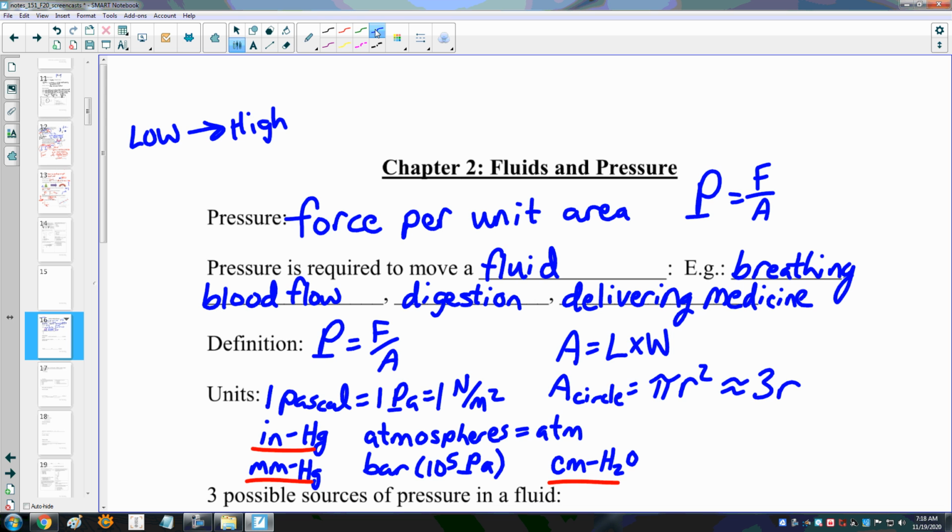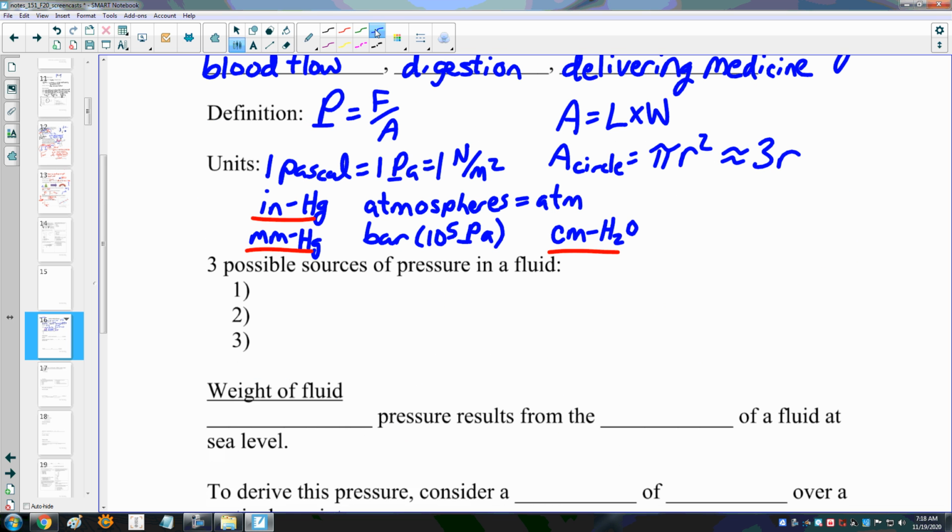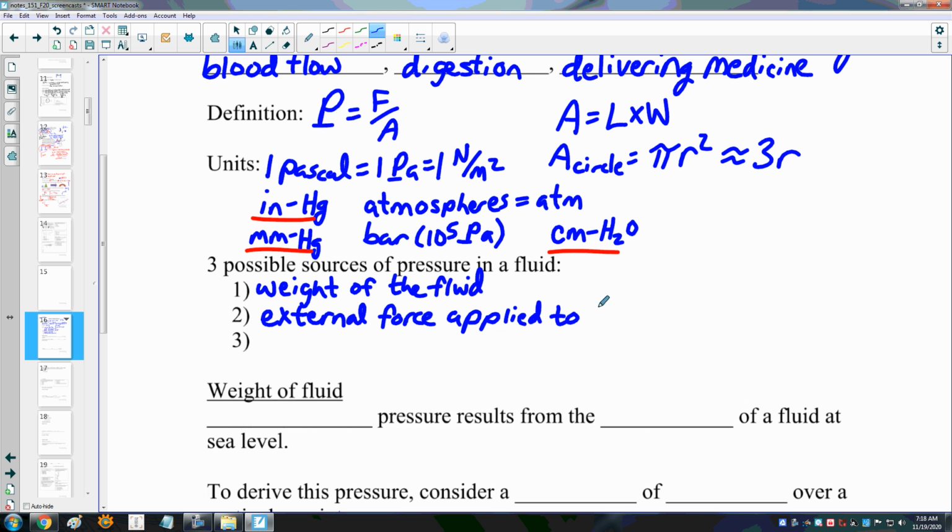There are 3 possible sources of pressure in a fluid, and we'll look at each of those. The first is the weight of the fluid. The second is an external force applied to the fluid. And then the third is the internal force due to the interaction of molecules.